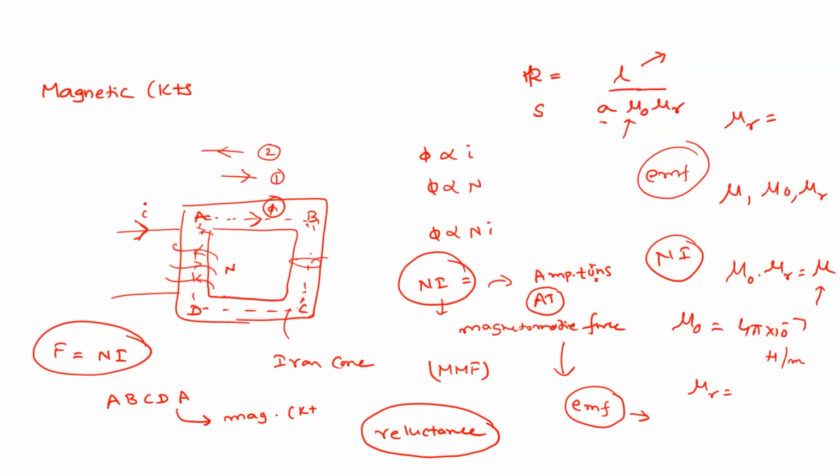So permeability is equal to your conductance, whereas reluctance is equal to your resistance. On one side, permeability is the easiness of how easily the flux is flowing. Whereas reluctance is how difficult it is for the flow of flux, or what is the opposition for the flow of flux. That is reluctance, right?